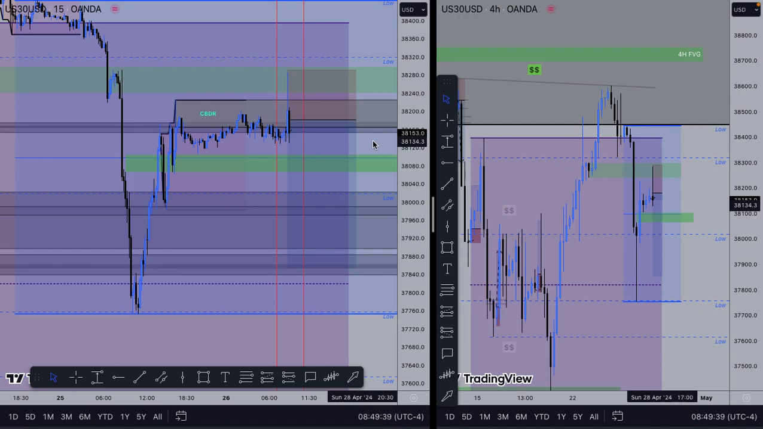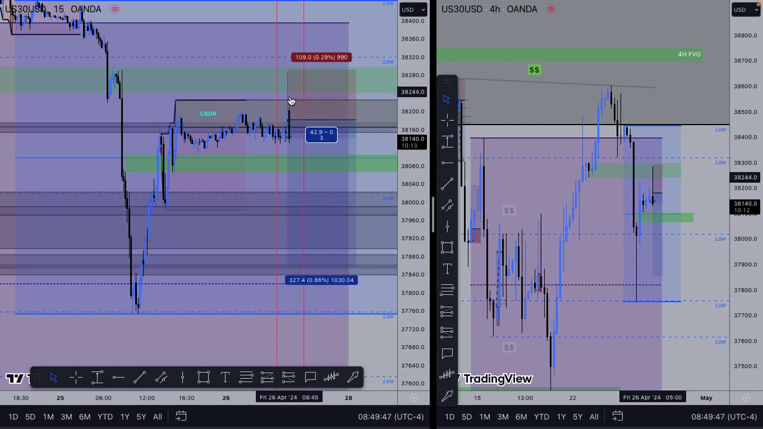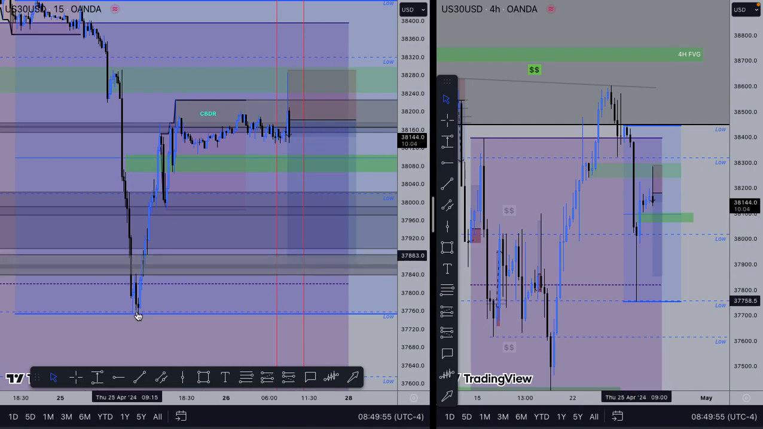We have news at 10 o'clock. We're in my trading window. Rejected this area beautifully. So I want to see price continue down, make her way down to these areas here. There's some areas of interest here that can keep price up. We've traded below them.